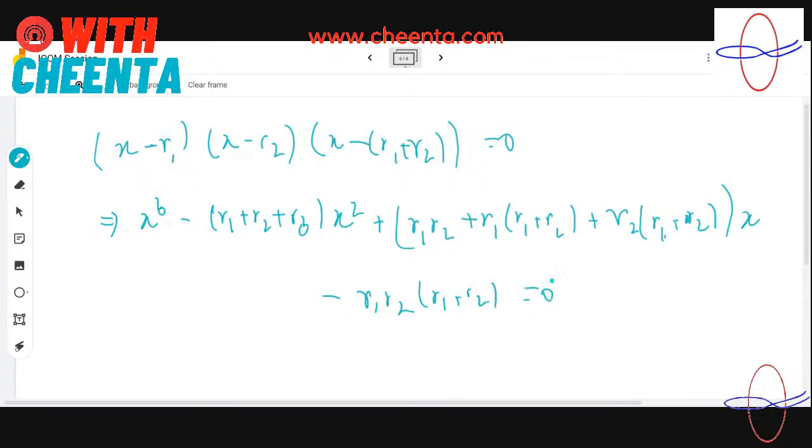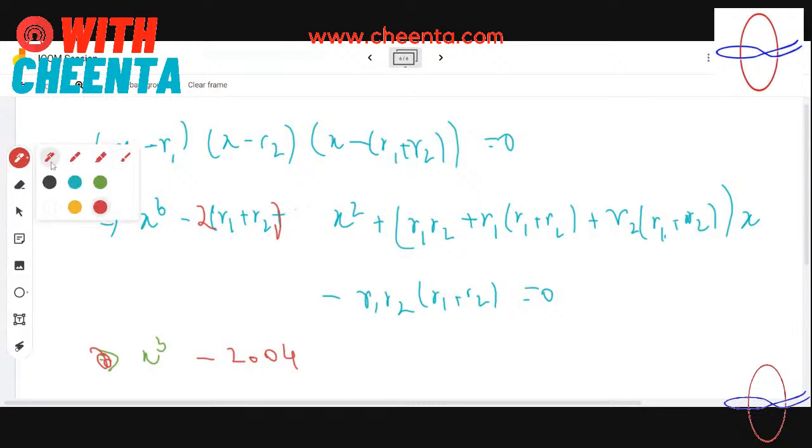This is equal to 0, and we know this is the same as x cube minus 2004. Sorry, what I'm writing over here, I'm so sorry. Twice r1 r2 it will be, and therefore we'll be writing here plus mx minus, or plus n, I guess, or minus n, I forgot. Is it minus n or plus n?